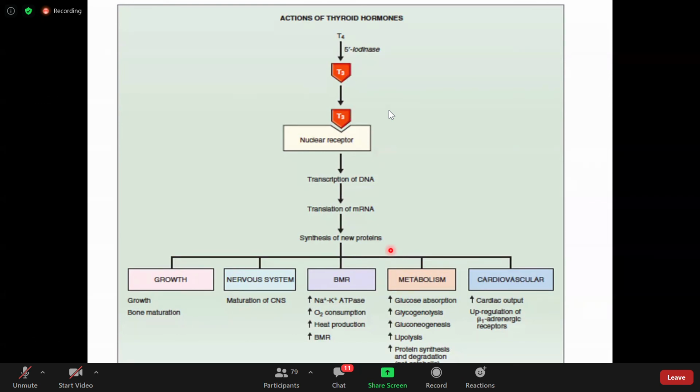As long as the person is euthyroid, they would not show symptoms of hyperthyroidism. So as long as the T3 and T4 is in the bound form, it doesn't matter. It will not give you the effects. It's only the free T3 and T4 which are going to give you the effect. Now I get it. Thank you.